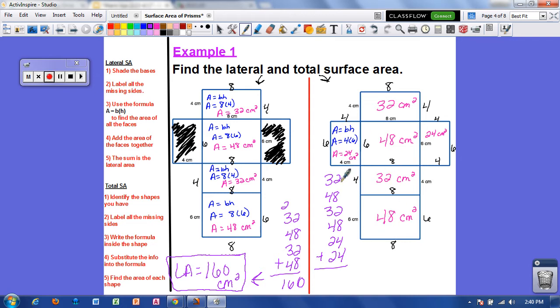So I have a 10 here, another 10 makes 20, plus 8 is 28. Carry my 2. 2 plus 3 is 5, plus 4 is 9, plus 3 is 12, plus 4 is 16, plus 2 is 18, plus 2 is 20. So my total surface area equals 208 centimeters squared.